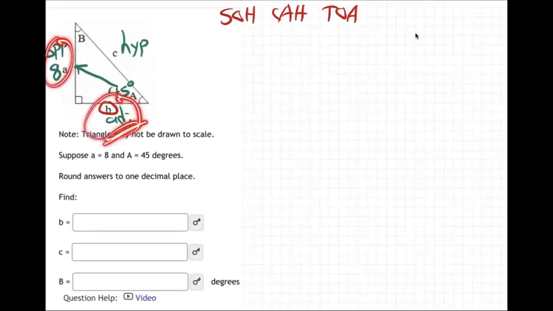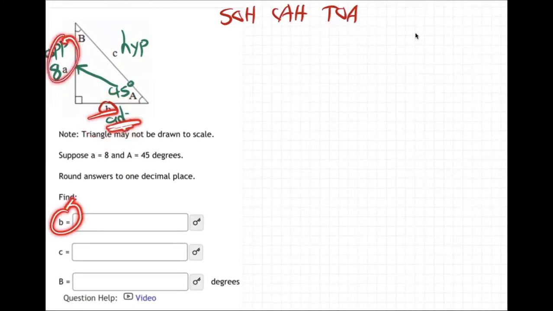Well, the adjacent is what I want to find, and the opposite I know. So I'm going to use tangent. One more time. We're looking for little b. Little b is the adjacent, so I want adjacent. I've also got opposite. So which of these trig functions has opposite and adjacent? Tangent. So I'll bring it up here.